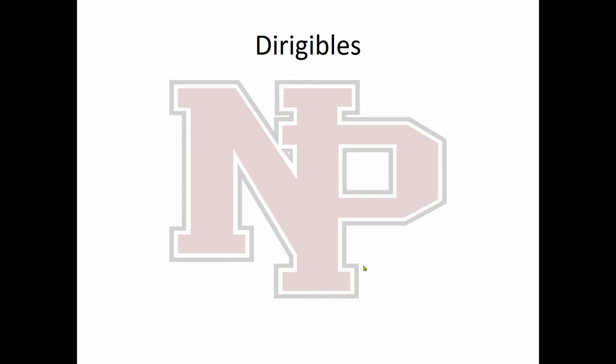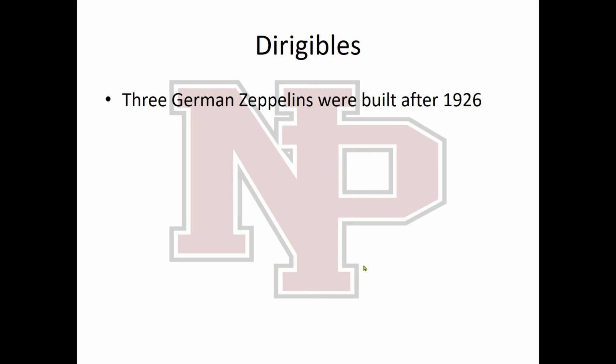So after 1926, there wasn't a lot more. There were dirigibles, but the German dirigibles had been distributed throughout, and so the making of dirigibles started again in Germany, and only 3 Zeppelins were built after 1926. Only 3 Zeppelins ended up being built, and the first one was the LZ 127, which was the Graf Zeppelin.